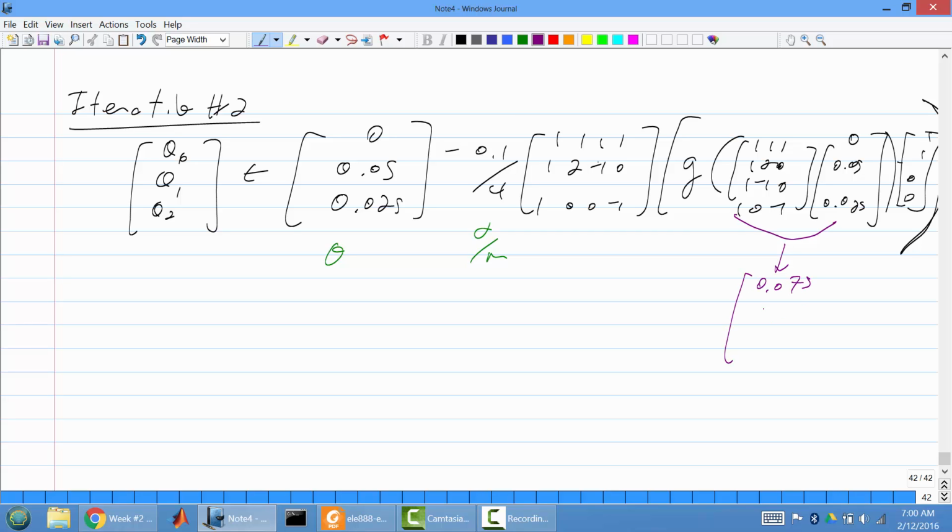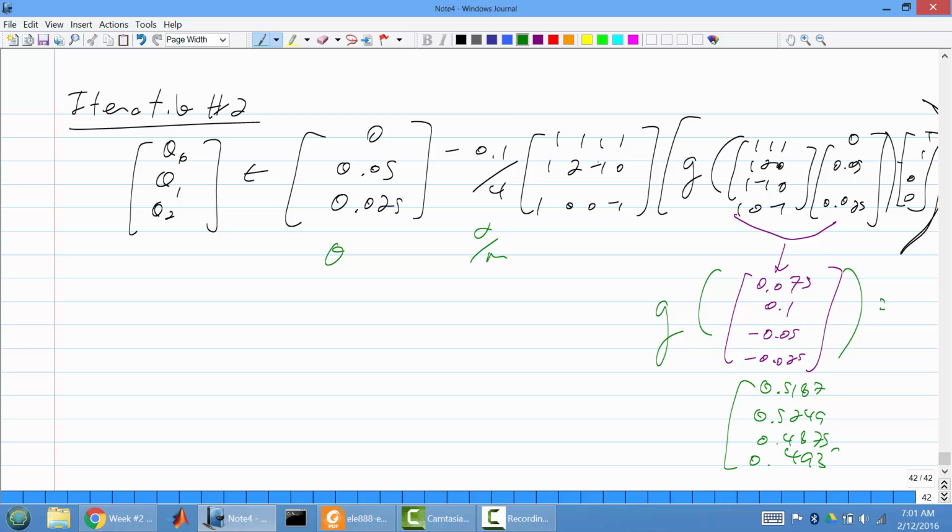Okay? So when we compute this vector here, we get 0.075, 0.1, minus 0.05, and minus 0.025. Okay, so when you compute this, and then when you finally take the sigmoid of this, what's going to happen is that you get a new vector such that it becomes 0.5187, 0.5249, 0.4875, and 0.4937. Okay, so you're taking the sigmoid of every element of this multiplication and applying the result.